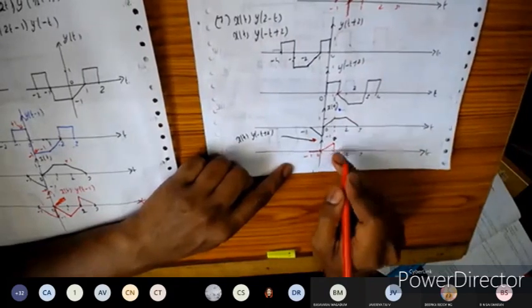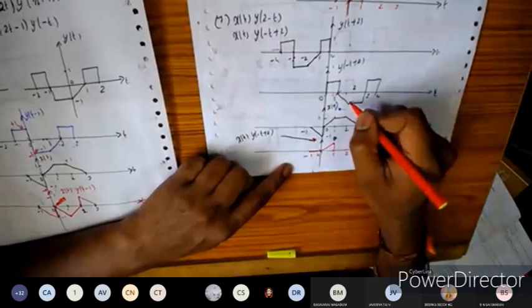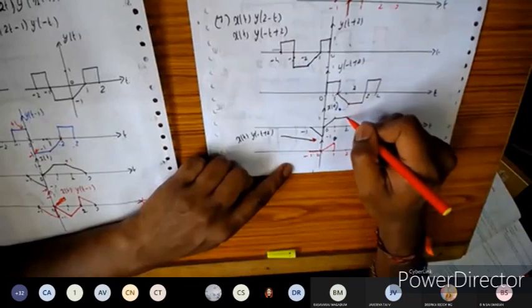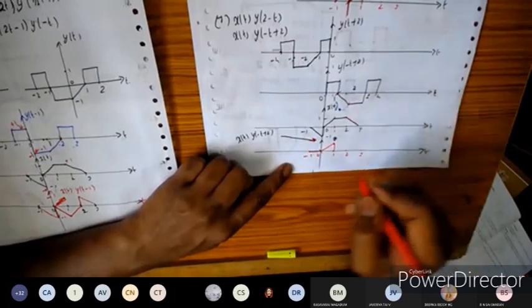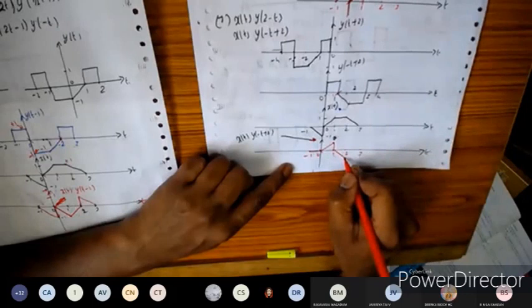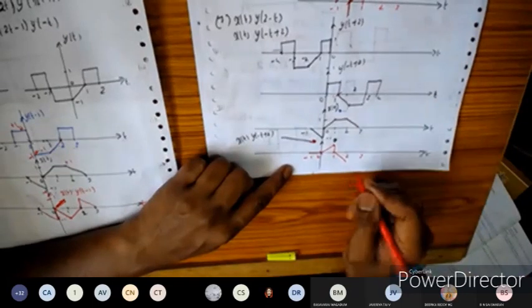Correct now? Okay, fine. Next, at t is equal to 2, it is minus 1. At t is equal to 2, it is plus 1. So plus 1 multiplied by minus 1 will be minus 1 that we get here. The waveform will be like this.